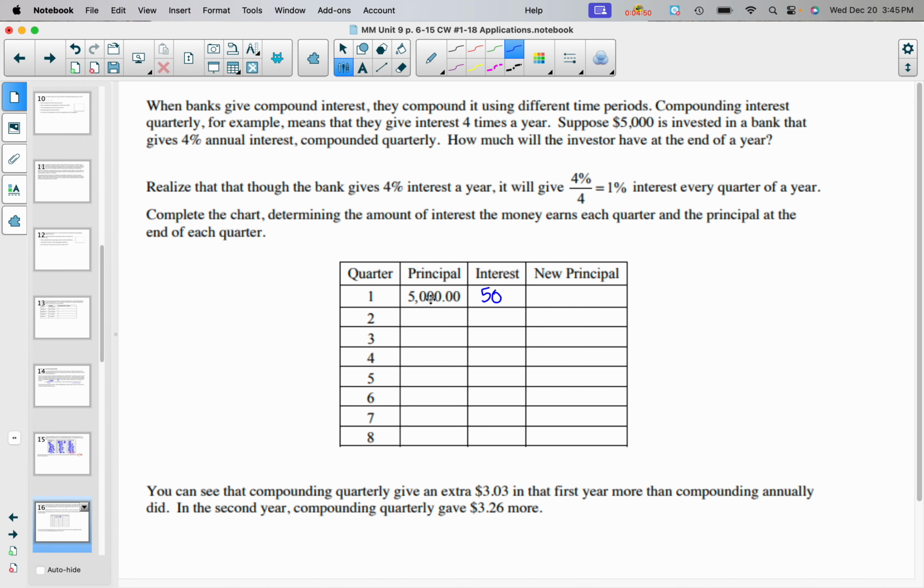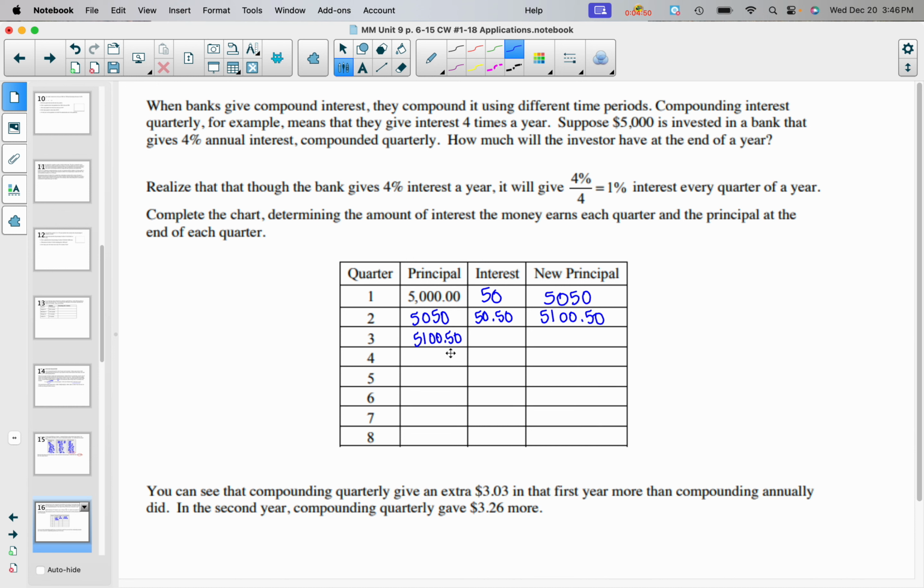So you could just take your principal times 0.01 for the quarter. So your new principal would be $5,050. That becomes your new principal going into the second quarter. It's easy to see for 1% because you're moving the decimal point 2 places. So we get $50.50. So then that means we would have $5,100.50. That's how much we have going into the third quarter.